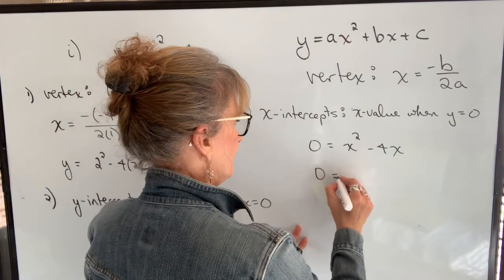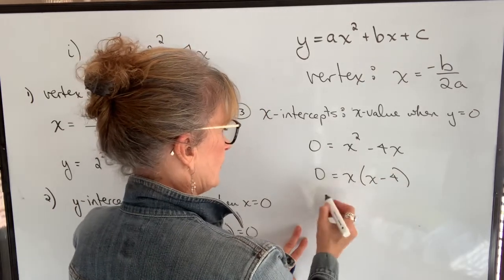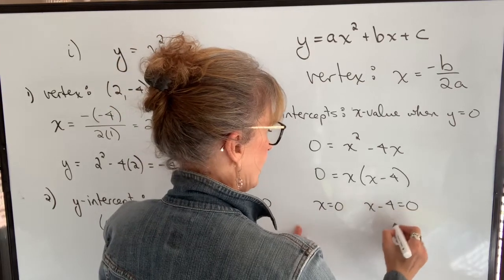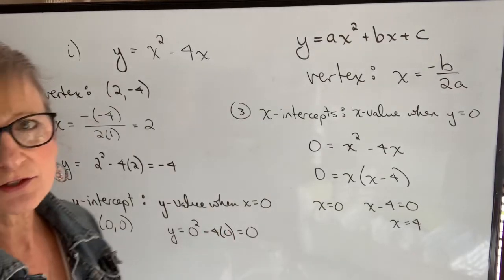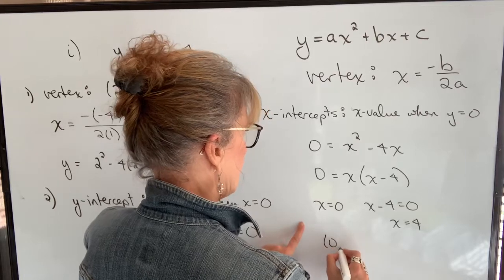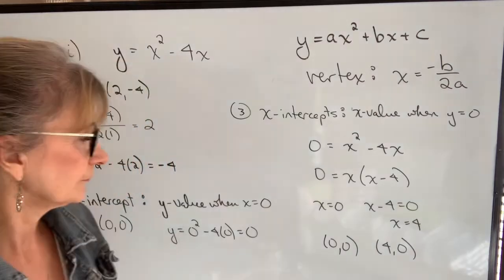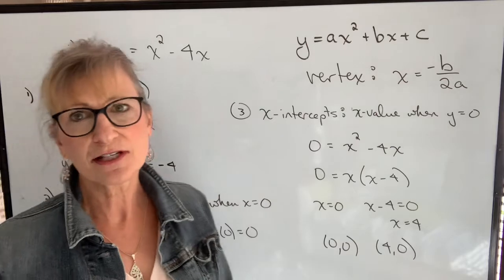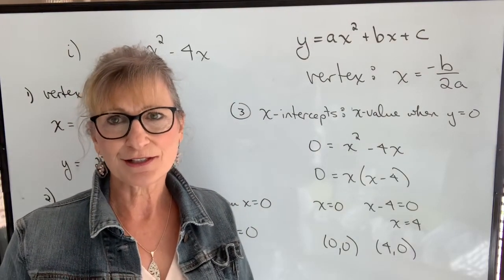So I'm going to factor an x out of both terms. So now that it's equal to 0, I know that either x equals 0 or x minus 4 is equal to 0, in which case x is equal to 4. I already knew this one because it's the same as my y-intercept. So the two x-intercepts that I have will be (0, 0) and (4, 0). So I have my vertex, my y-intercept, my x-intercepts. That gives me quite a bit of information.